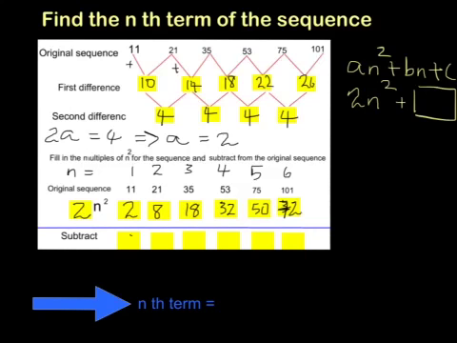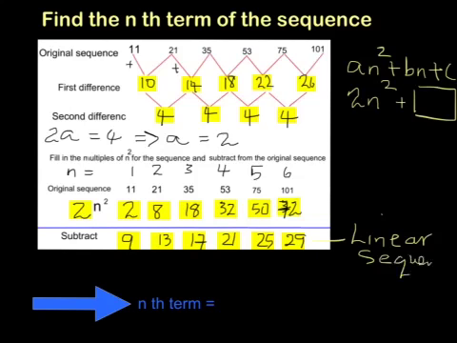2 from 11, that's 9. And that's going to give us 13, 17, 21, 25, and 29 when we subtract. If you note, what we get here now is a linear sequence. In this box, we need to find the nth term of this linear sequence.